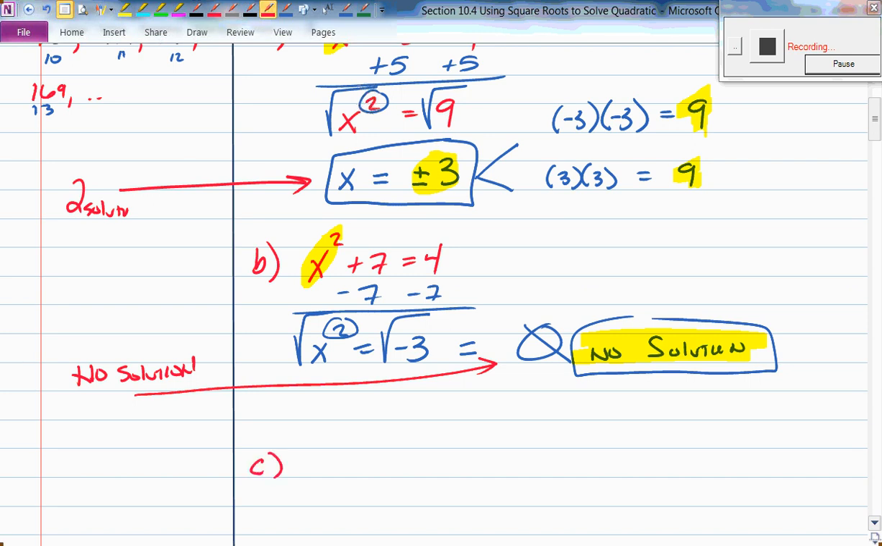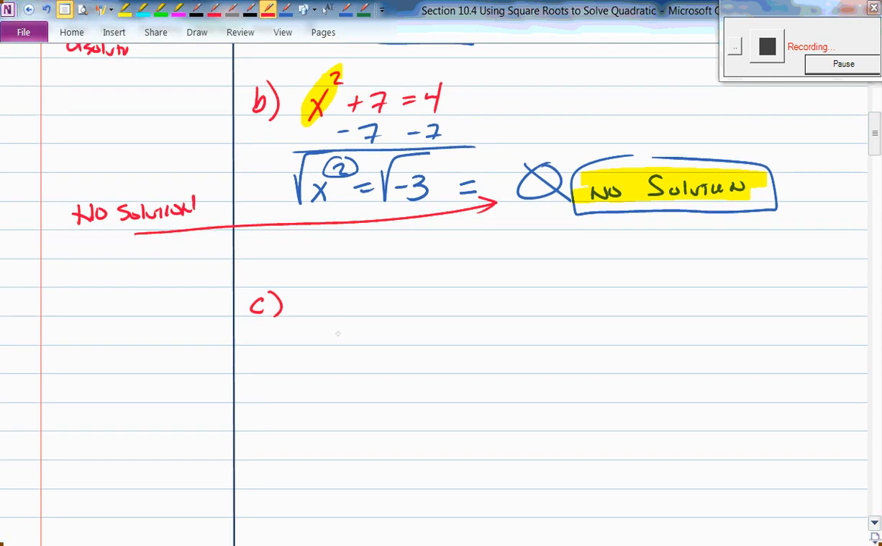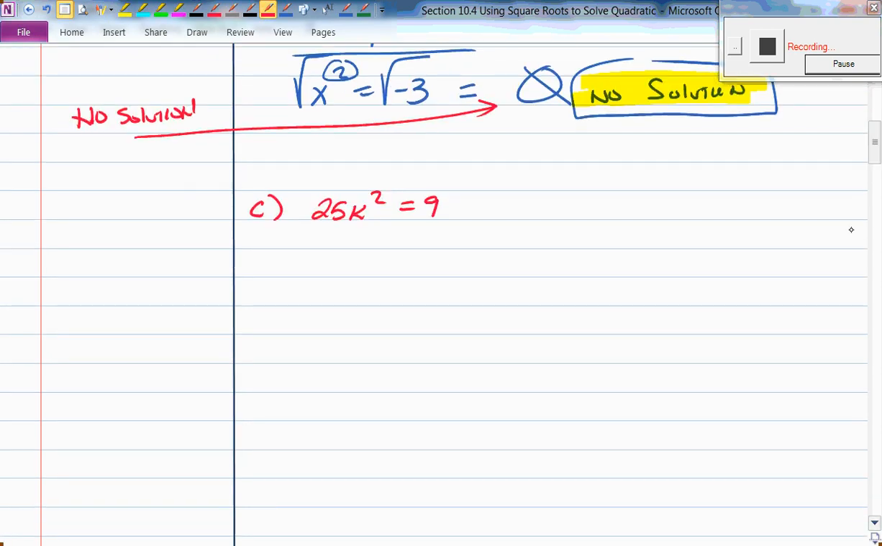Let me give you another example. What if we do this? 25k squared is equal to 9. 25k squared is equal to 9. All right, I want to isolate my squared term, the k squared. So what do I do to the 25? I divide it. Very good. I'm going to divide by 25 on both sides. Divide by 25. Good. So k squared is going to be 9 over 25.